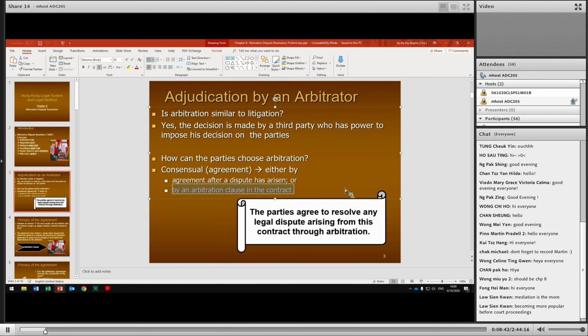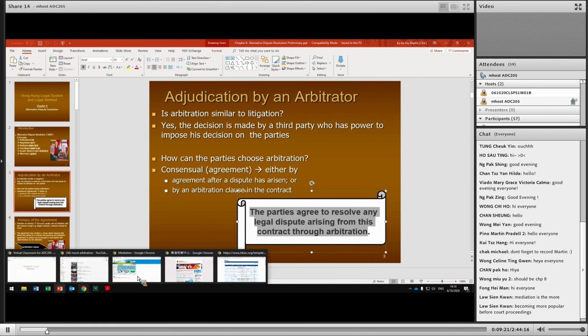They always welcome you to use the model arbitration clause. Just insert this clause in the agreement. For example, a construction agreement, building agreement, say an agency agreement, or partnership agreement. So you can use this clause in so many different types of agreement. So a simple one is: the parties agree to resolve any legal dispute arising from this contract through arbitration. It's a very simple one. But usually the model clause will be much more sophisticated. So I can show you.